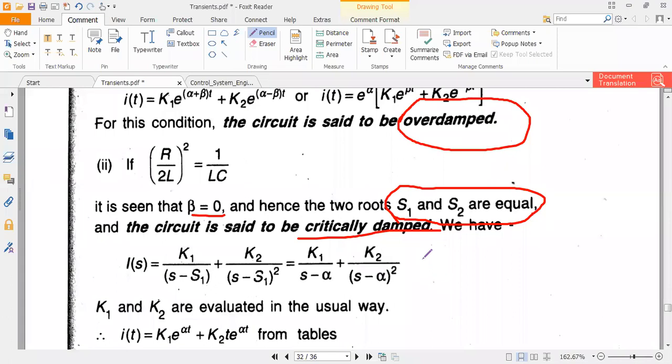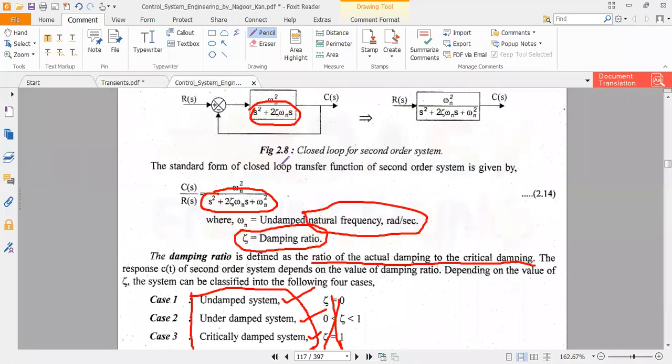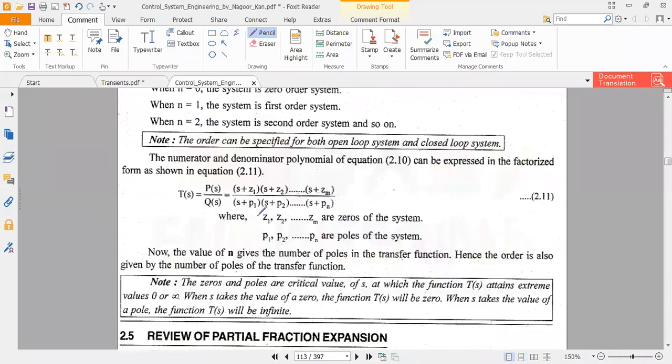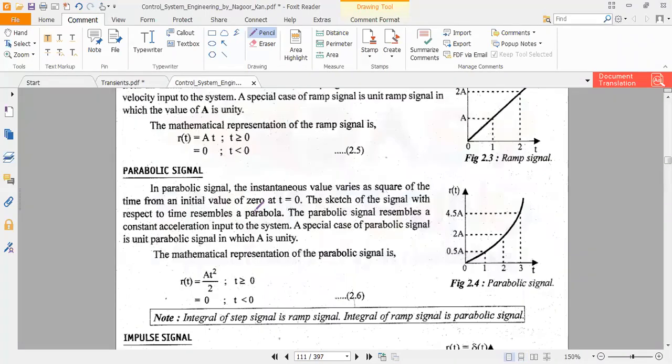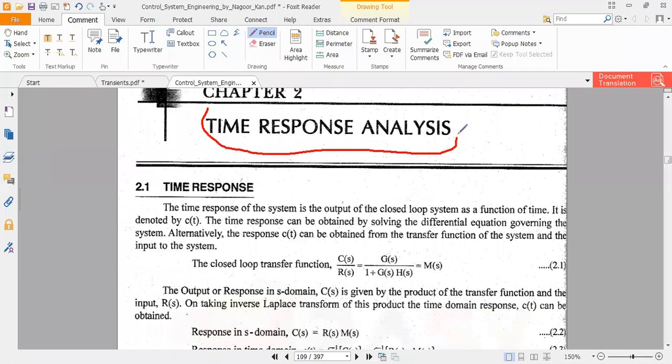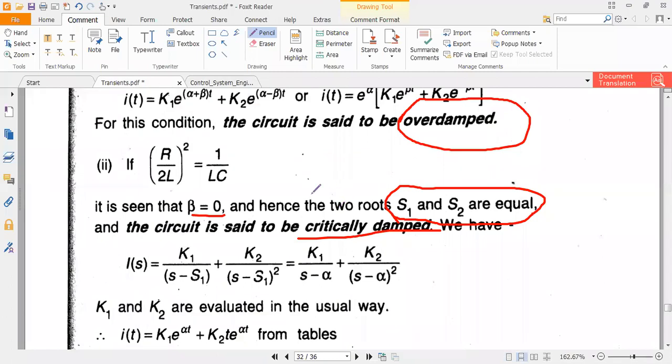Actually the problem with this chapter is that you need to know the response of the system with respect to time, the time response analysis. In the second year you will study all these things. If you know the time response analysis, then you can easily understand this transient chapter.